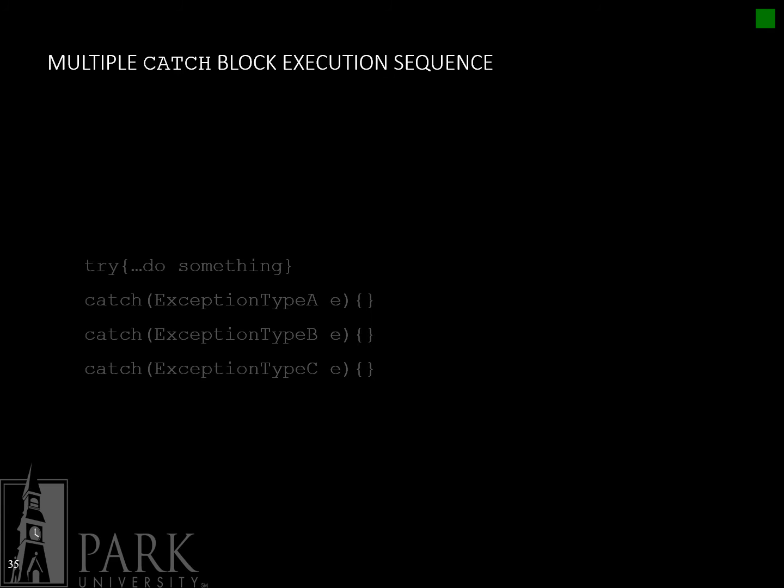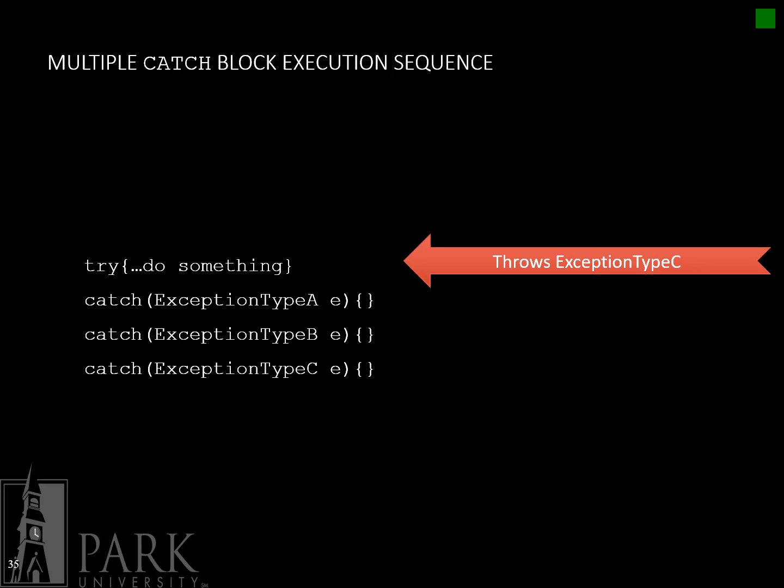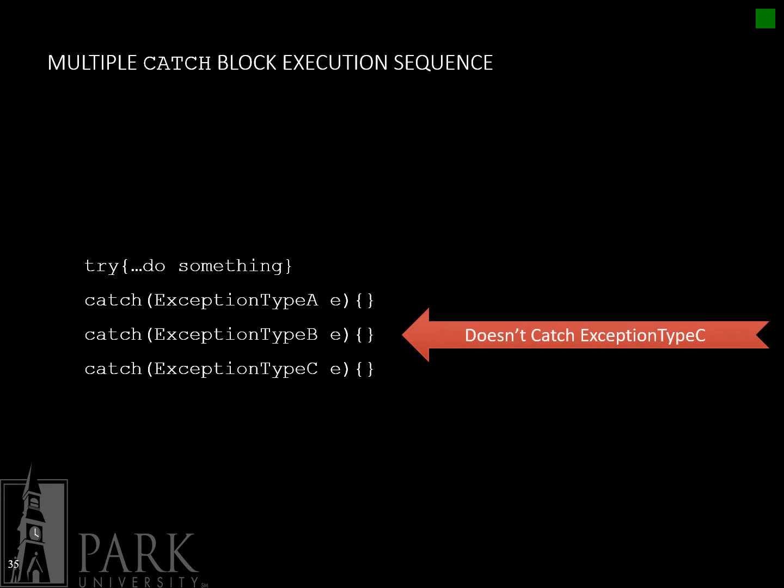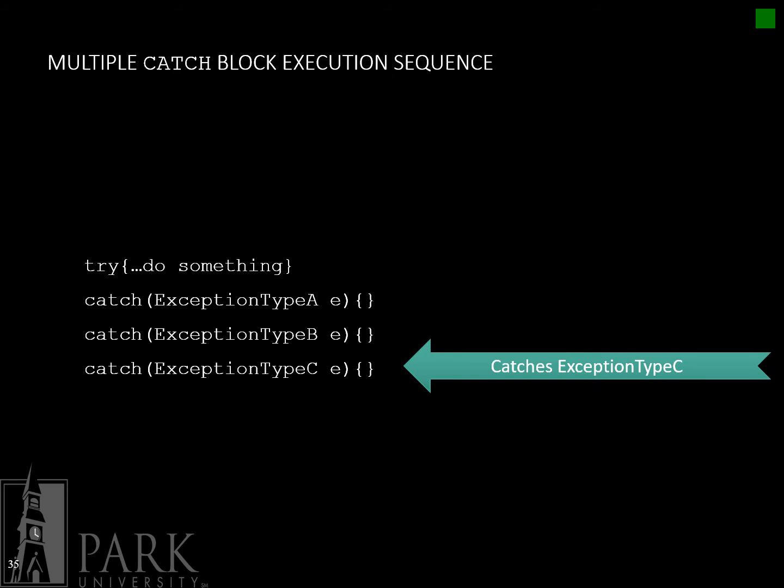If multiple catch blocks are used, the first catch block that matches the type of the exception thrown is the one that is executed. The other catch blocks are then skipped. So here, this may throw exception type C, right? This doesn't catch exception C, and this one doesn't catch exception type C, but this one does. So we're going to iterate through them until we get to the one that actually catches it.